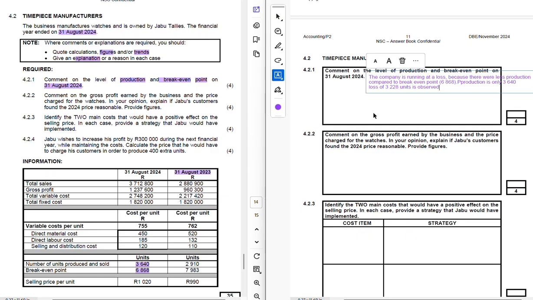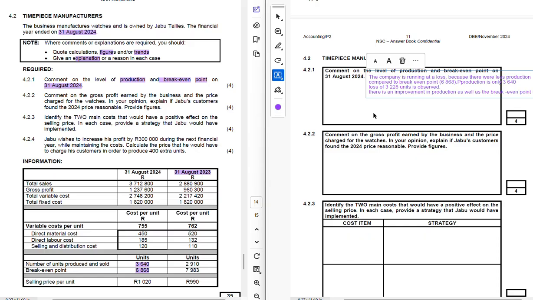Now, because we were asked to look at the trend, what are you going to say in your trend? You're going to say that even though this year we produced less than break-even, there is an improvement in both the production as well as the break-even point from the previous year, which is a good thing.